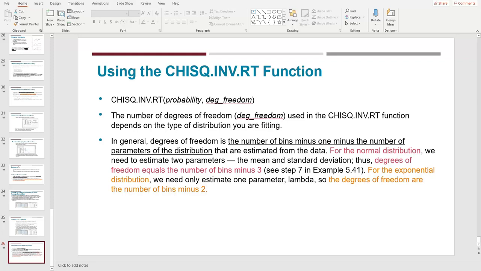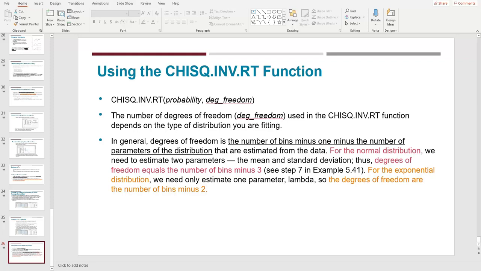Hello, in this video I'll be covering degrees of freedom and critical value. Now we can find critical values for chi-square goodness of fit test by using the formula CHISQ.INV.RT, with the two parameters being probability or alpha and degrees of freedom.